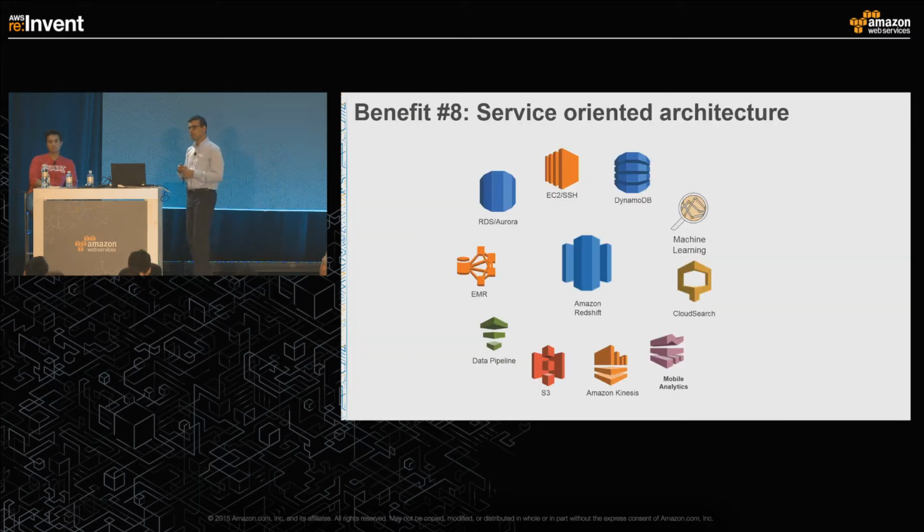So we follow a service-oriented architecture across AWS. So we have multiple services that you can use as building blocks to put together any solution that you desire on the analytics side. So there are a variety of services. We talked a little bit about machine learning. You can plug CloudSearch into Redshift for doing text-related search and other analytics with Redshift.